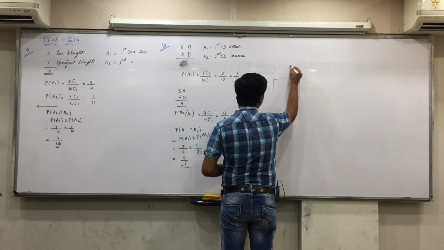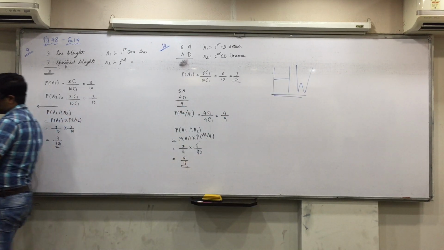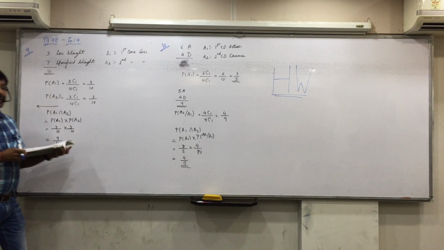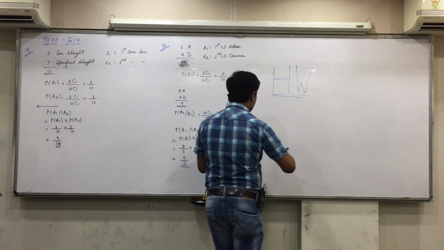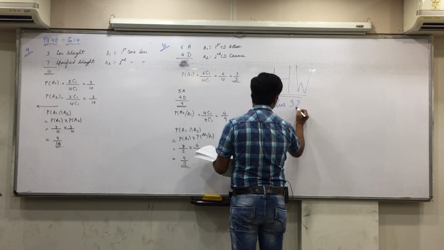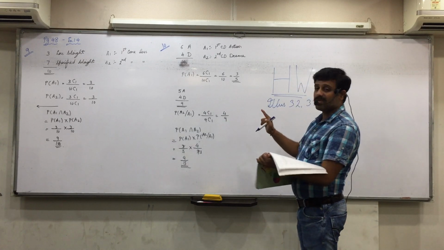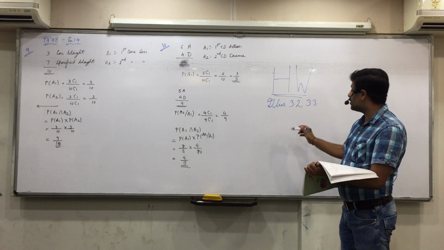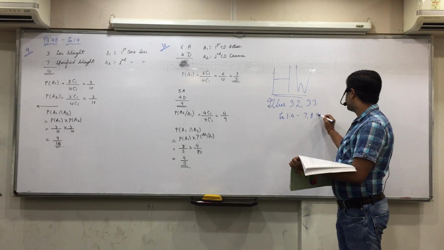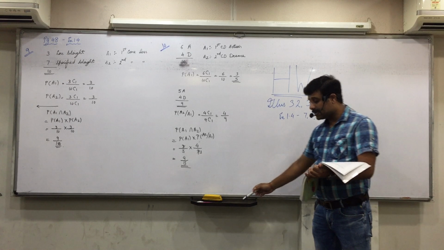Homework. Illustration 32 and 33. Illustrations 30 and 31 I'll do in the class itself tomorrow. Illustration 32 and 33 is your homework. And you'll repeat all the 4 questions we have done today. Which questions? 7, 8, 9, 10. You'll repeat all of them, because all the 4 are different questions. None of them are similar ones.